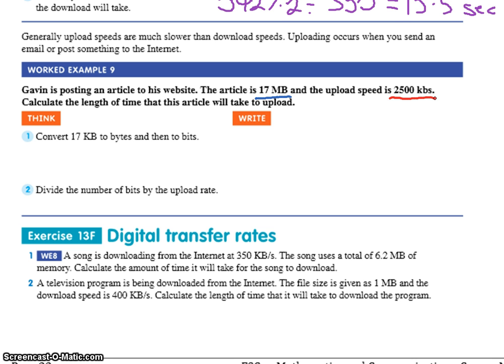Let's change this 17 meg into bits. So what do we got? We've got 17 megabytes. How do we change it to bits? It says convert 17 kilobytes to bytes and then to bits. That's correct. It says megabytes there. Ah, yes, that should be megabytes. Okay, so how do we convert it? Yeah, we times it, because we're going from the bigger one to the smaller one. And then by 8.